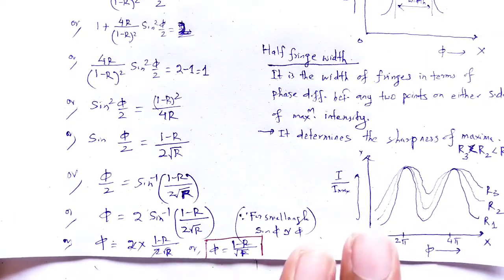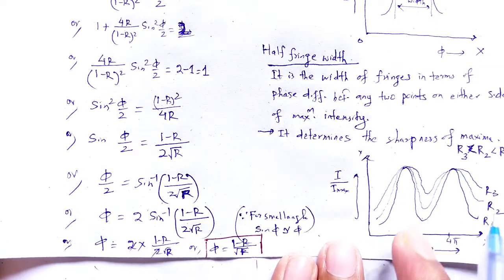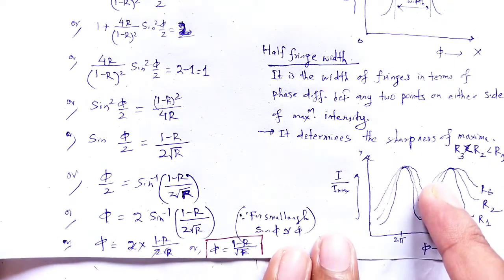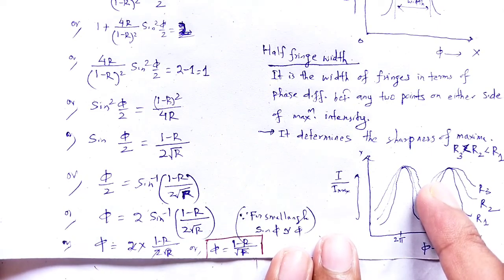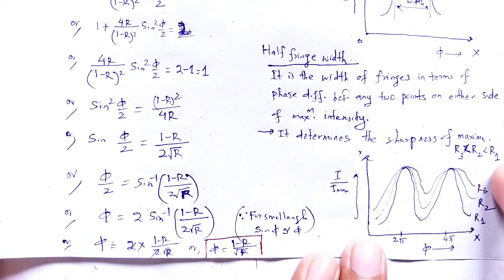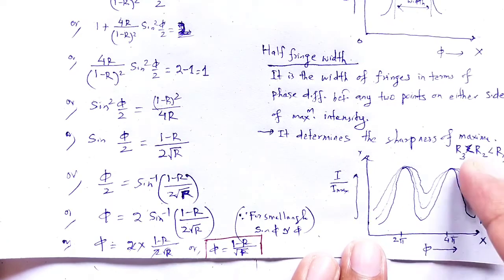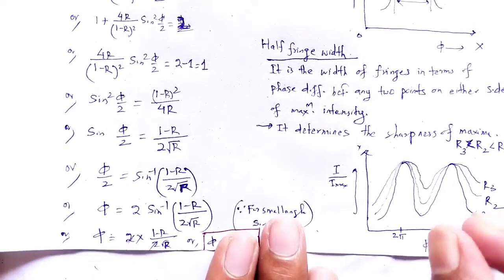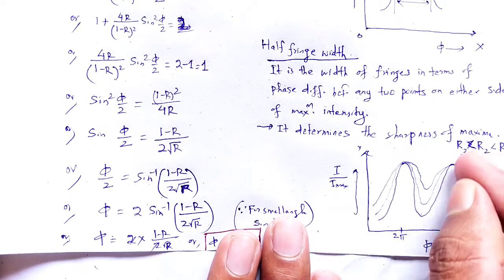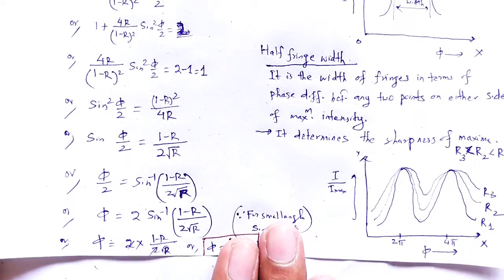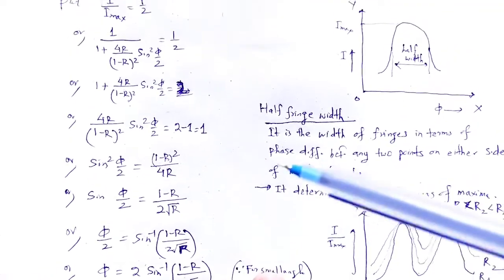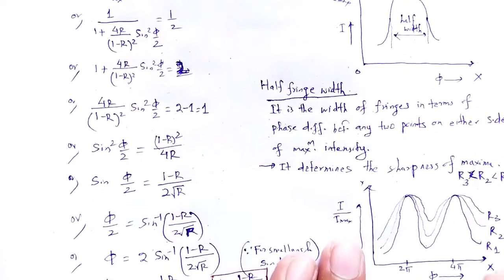From that graph, we conclude that the fringe width decreases with increase in R. Here R1 is more in comparison to R3 and R2, and the fringe width is less in comparison to the curves R2 and R3. So here we conclude the sharpness of fringes.